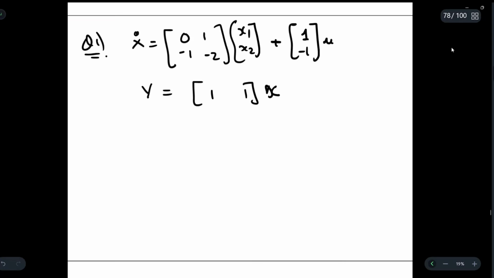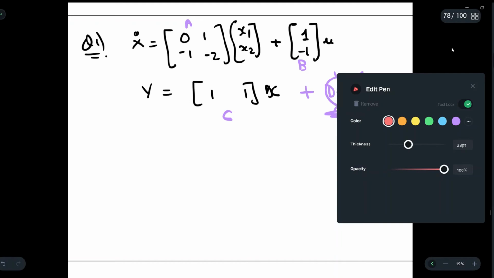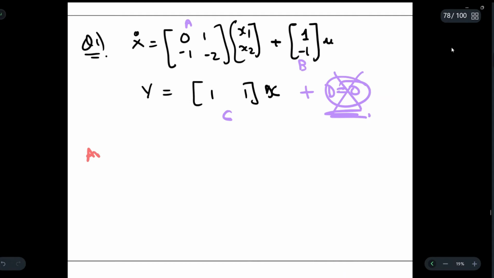You must be familiar with what these matrices represent, as you must have studied MCT, or modern control theory. This represents the A matrix, this represents the B matrix, and this represents the C matrix. In this particular question, the D matrix is 0, so there is no need to consider the D matrix, and anyway we do not need the D matrix in order to find the controllability or the observability of a system. So now let us solve the question. That is the answer for question 1.